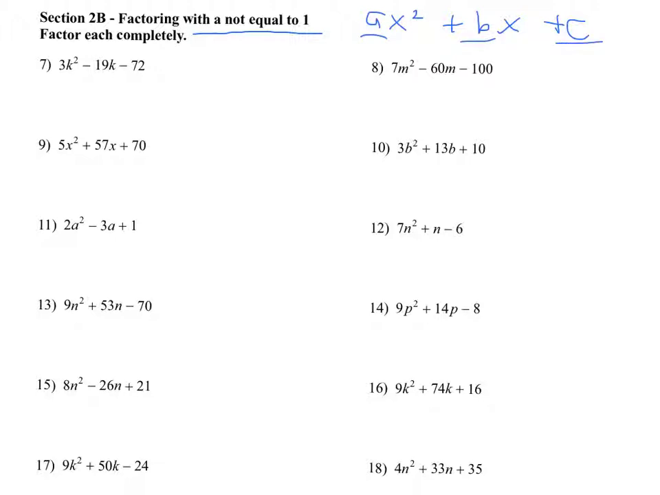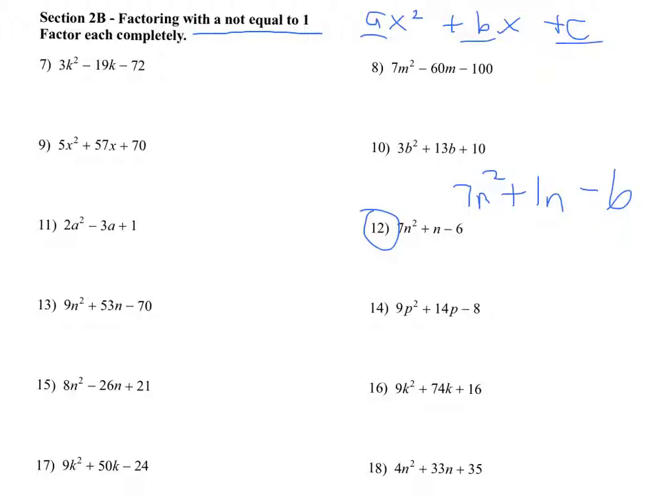Okay, and what we did when A was equal to 1 is called AC factoring. We're going to do the same thing. So we're going to look at number 12 here. I have 7n squared plus 1n minus 6. So 7n squared plus n, and I'm going to put the 1 in front of that, and then minus 6. So there's our trinomial we're going to factor.